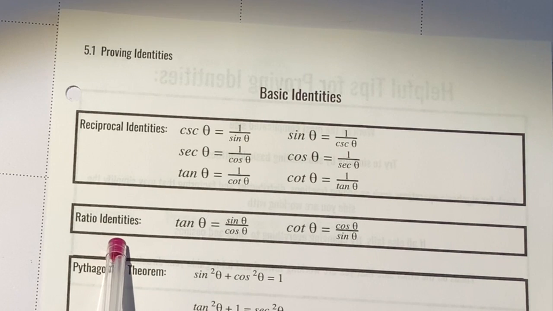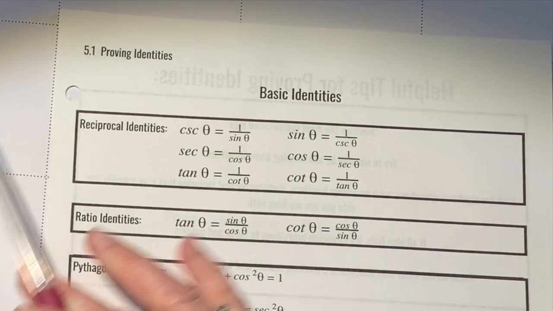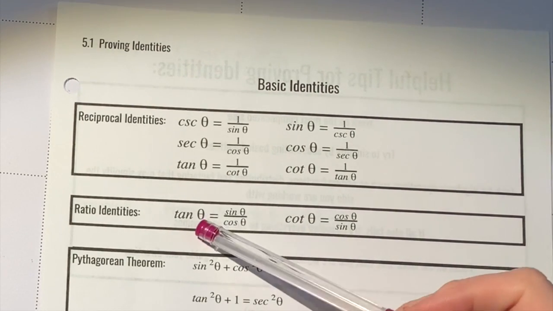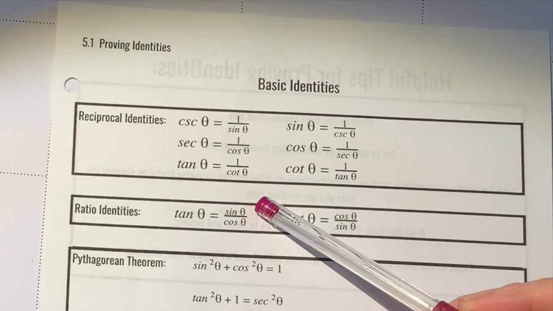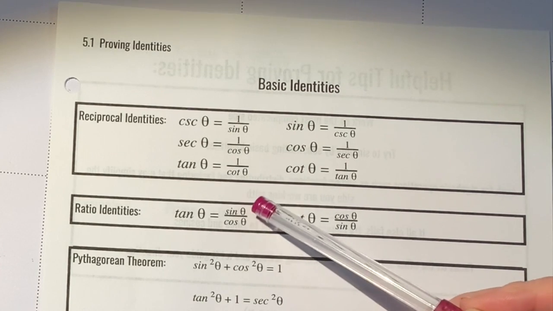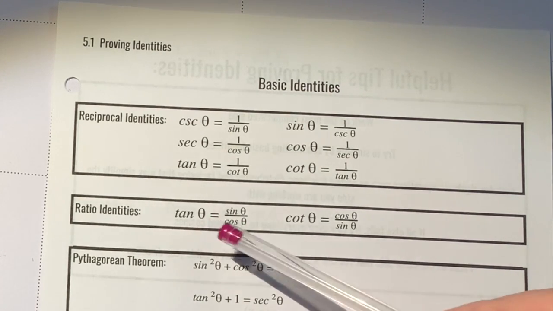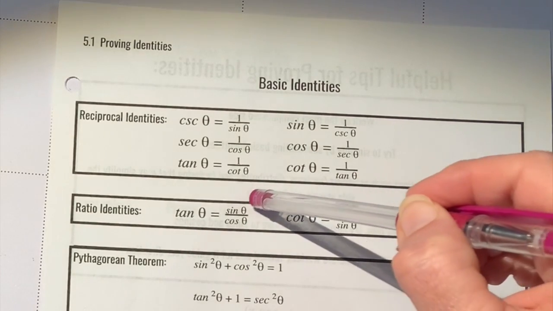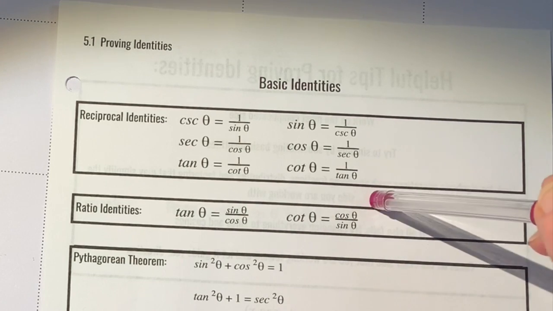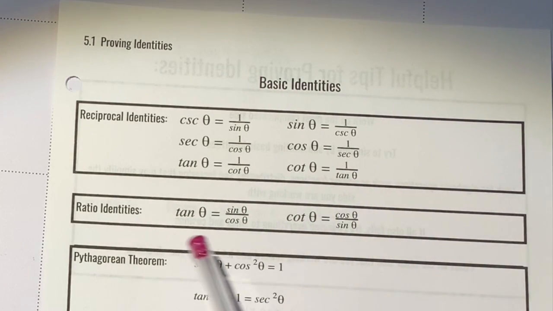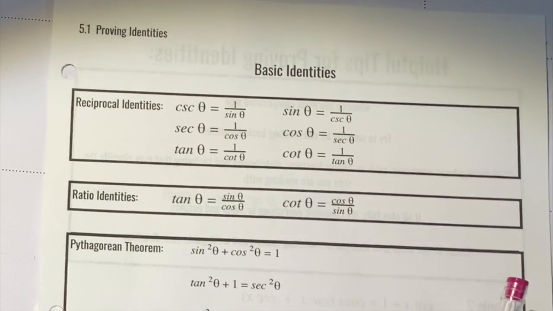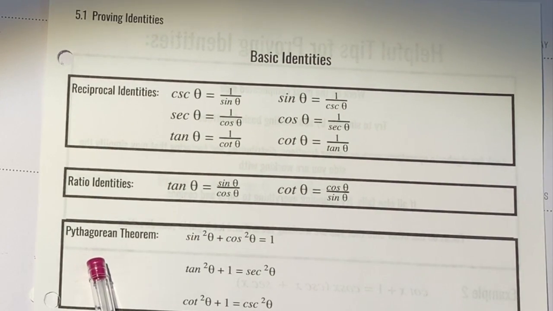All right, then we have the ratio identities. The ratio identities are tangent and cotangent. Remember, tangent was y over x, and y was sine, and x was cosine. So sine over cosine is tangent, and since cotangent is the reciprocal of tangent, if tangent is sine over cosine, cotangent is cosine over sine. So it basically is just rewriting tangent as the ratio of sine to cosine, and cotangent as the ratio of cosine to sine. All right, and then remember the Pythagorean identities.